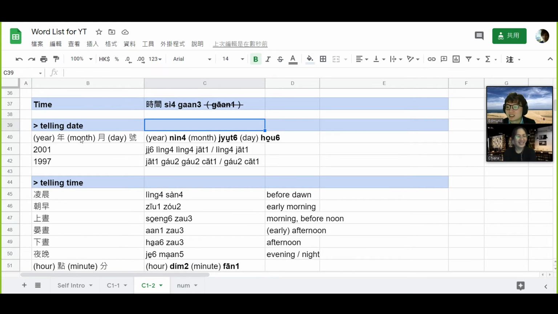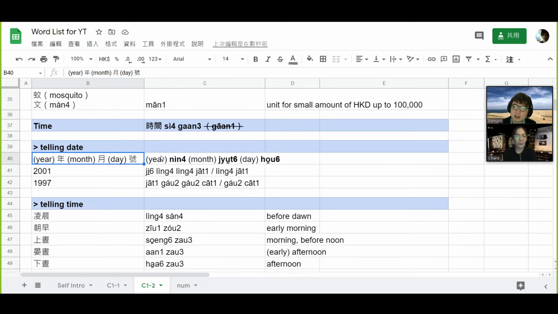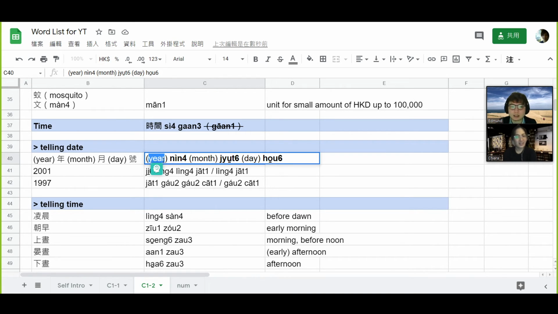Okay. So to tell time, we do it like this. You say the digits of the number like a telephone number. In English you say like 1998, but we don't say it like this. We say it digit by digit, like how you tell a telephone number. So you say the year, and then you say nin after it, li. We don't say nin. We say li. And then the month, and then you say yut.